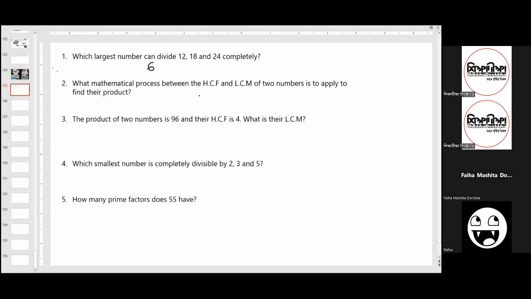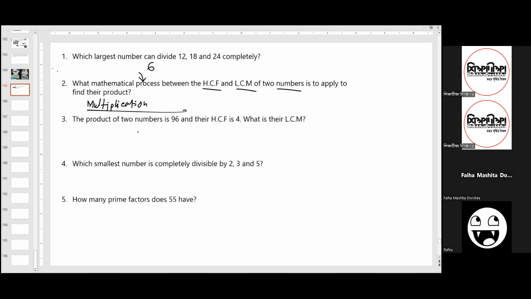What mathematical process between the HCF and LCM of two numbers is applied to find their product? কি করতে হবে? স্যার আমাদের দুটা নাম্বারের এলসিএম আর এইচসিএফটাকে মাল্টিপ্লাই করলেই হবে। তাহলে আমরা জাস্ট কি লিখবো? আমরা লিখবো multiplication, right? Yes sir. The name of the process is multiplication.